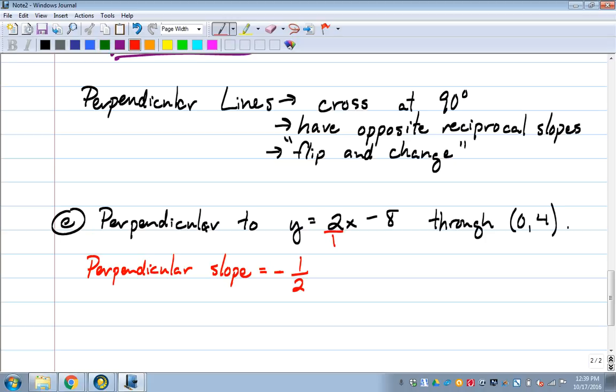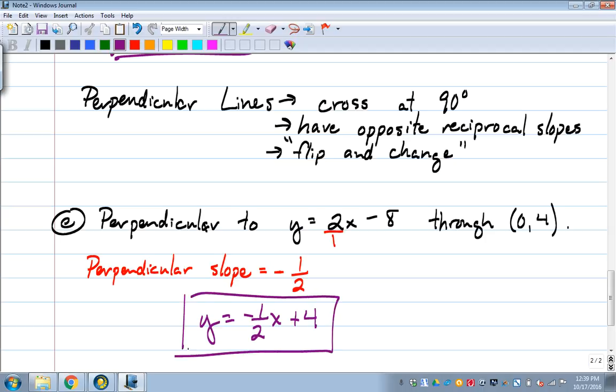This ordered pair they gave us is the what? It's the y-intercept. So we can go ahead and go right to writing that equation. y equals -1/2 x plus 4. Good job. Okay. Not very difficult. It's exactly the same thing we were just doing. You just got to do the slope stuff beforehand.